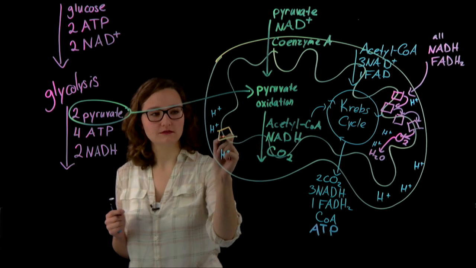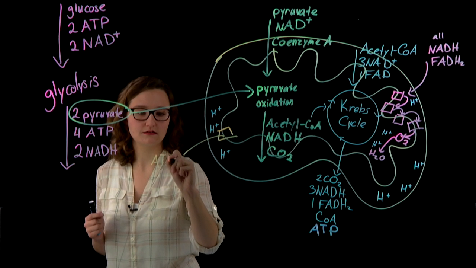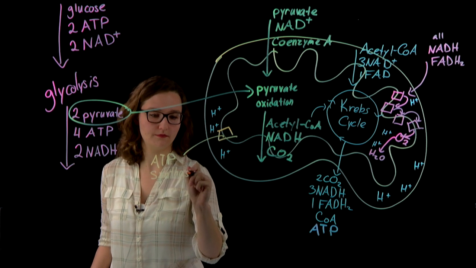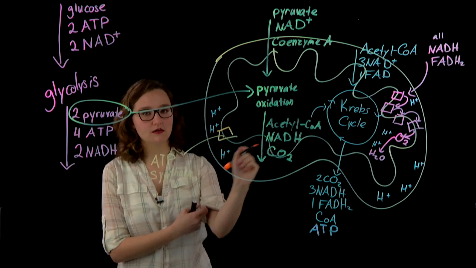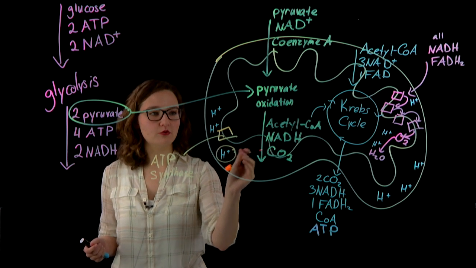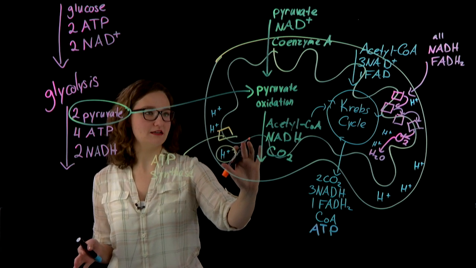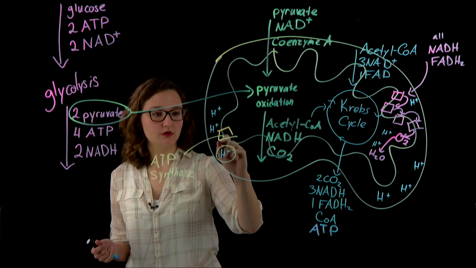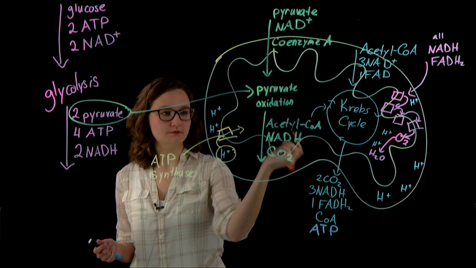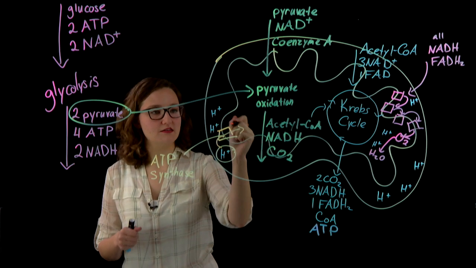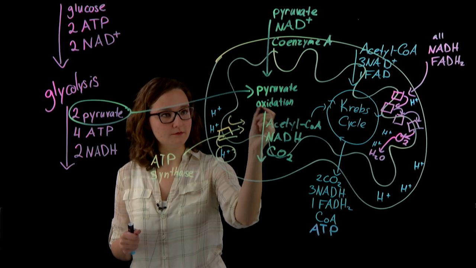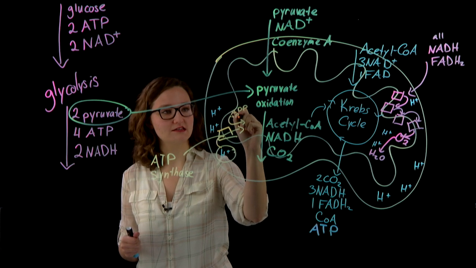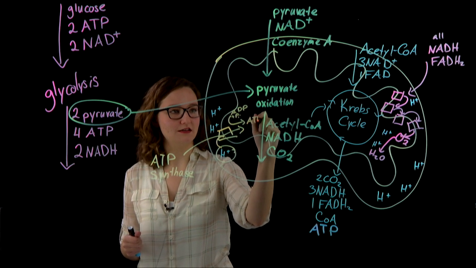This is a protein called ATP synthase. So these protons, they really don't like this concentration gradient. They really want to be in the matrix. But the only way for them to go through is to go through this protein complex. And this protein complex powers a little motor that converts ADP and an inorganic phosphate to make ATP.